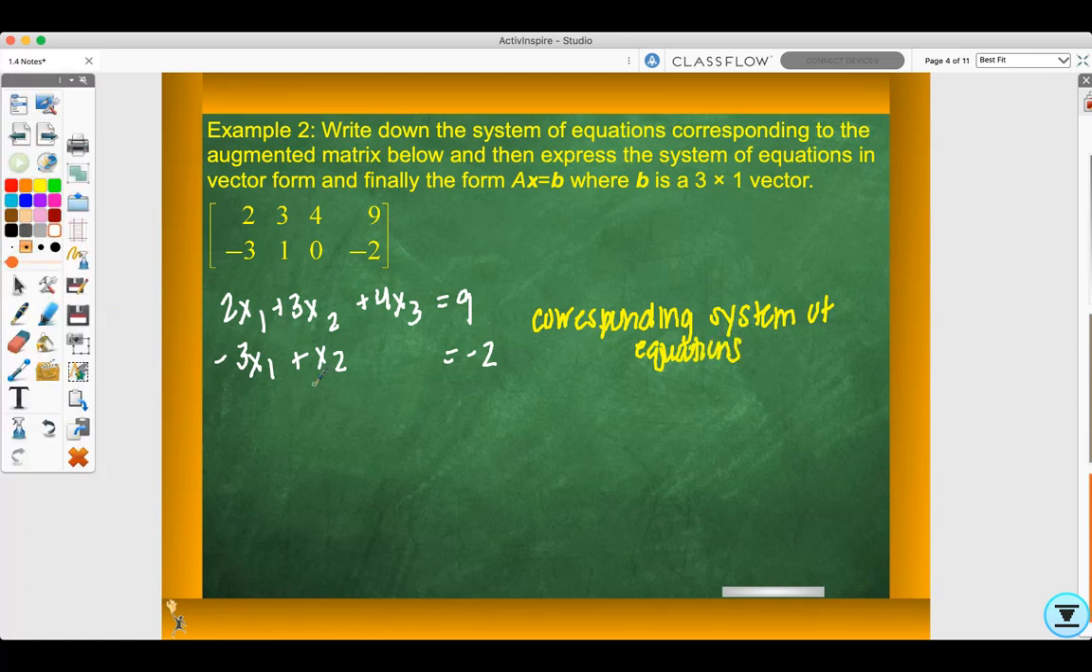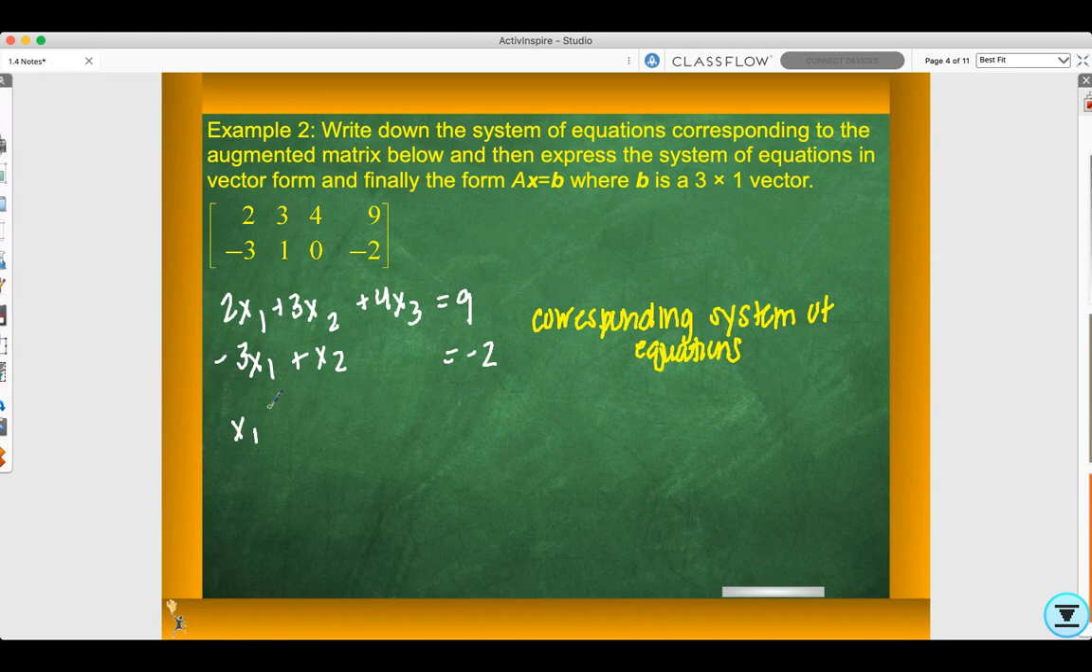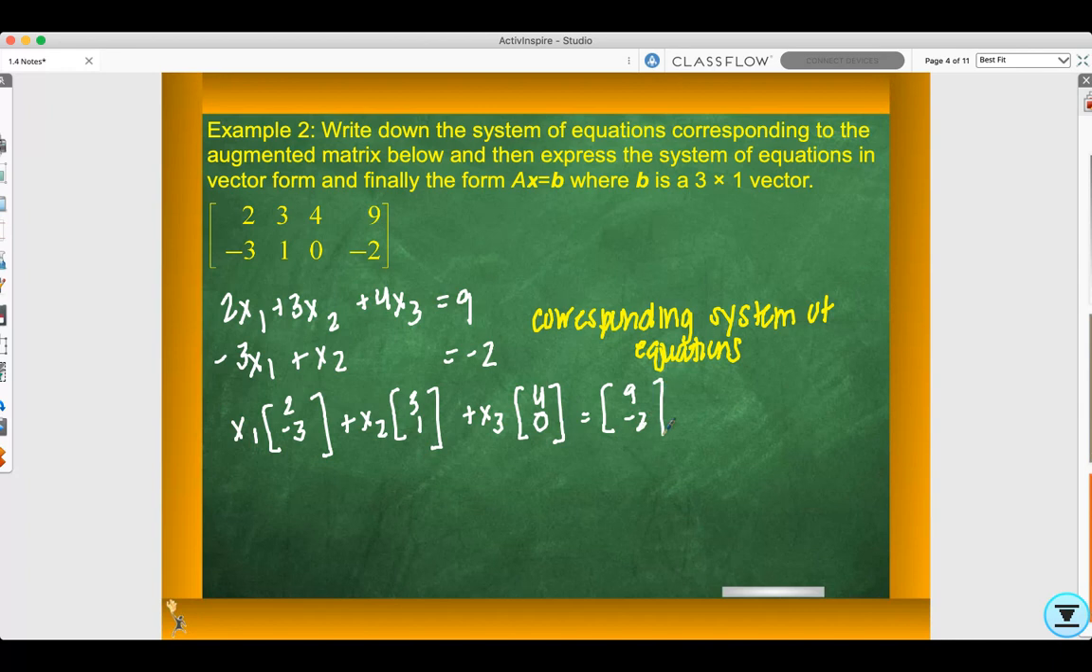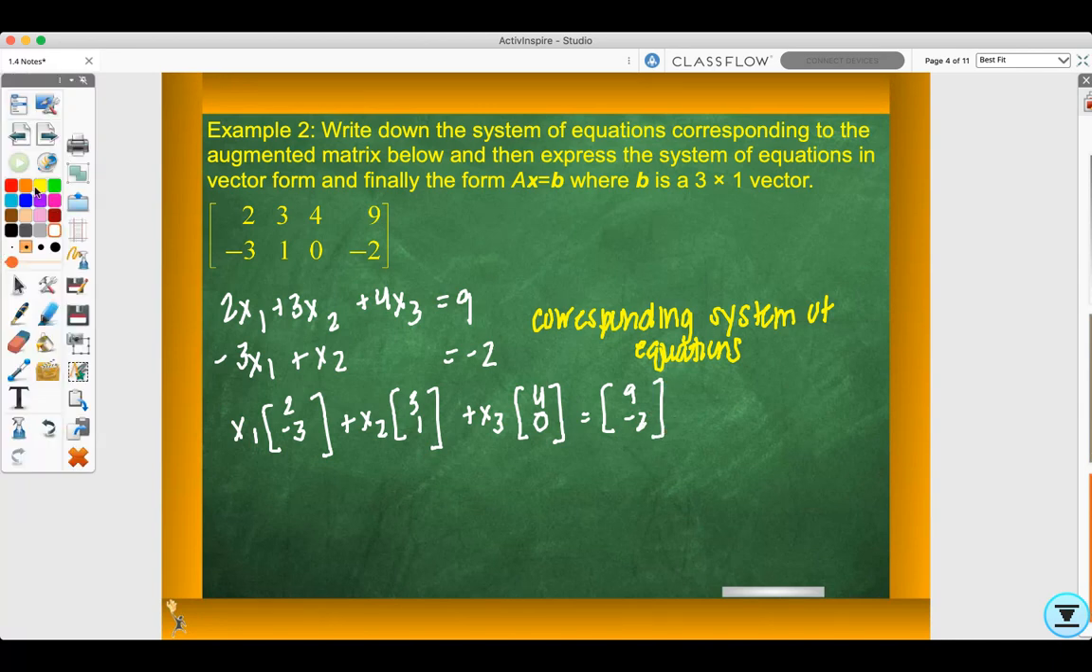Next, we want to write our vector equation. So it would be x1 times 2, negative 3, plus x2 times 3, 1, plus x3 times 4, 0, equals 9, negative 2. And this is your vector equation.